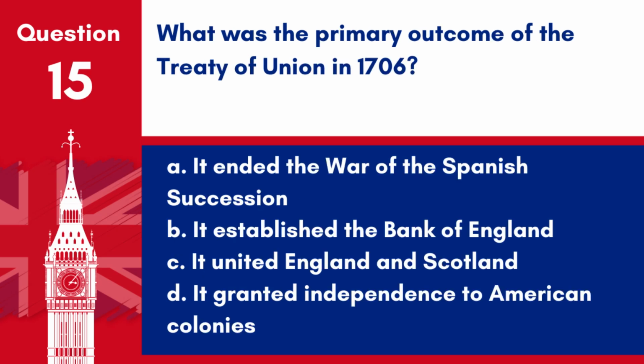Question 15. What was the primary outcome of the Treaty of Union in 1706? A. It ended the War of the Spanish Succession. B. It established the Bank of England. C. It united England and Scotland. D. It granted independence to American colonies. Answer: C. It united England and Scotland. The Treaty of Union in 1706 was significant for uniting England and Scotland into the Kingdom of Great Britain.